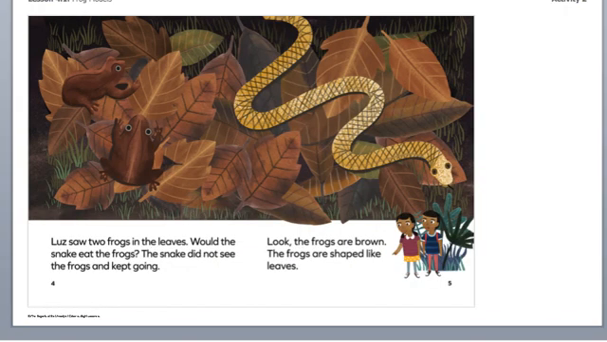Luz saw two frogs in the leaves. Would the snake eat the frogs? The snake did not see the frogs and kept going. Look, the frogs are brown. The frogs are shaped like leaves.